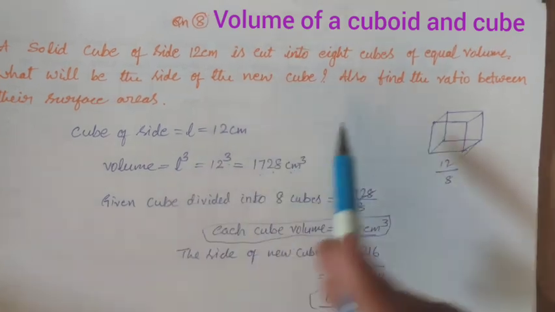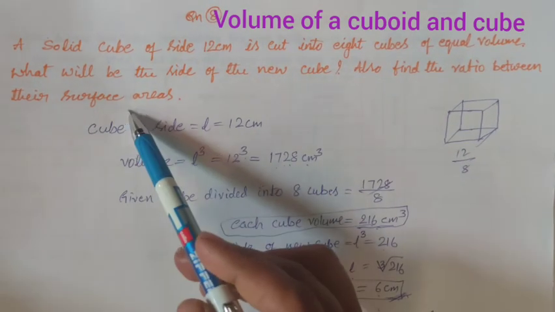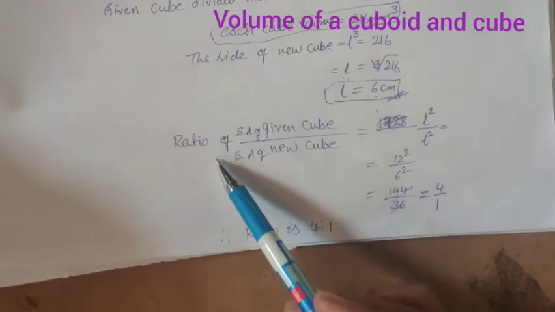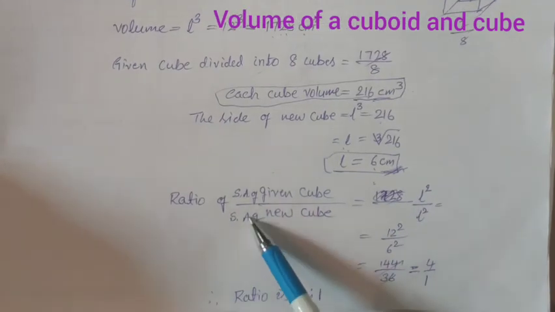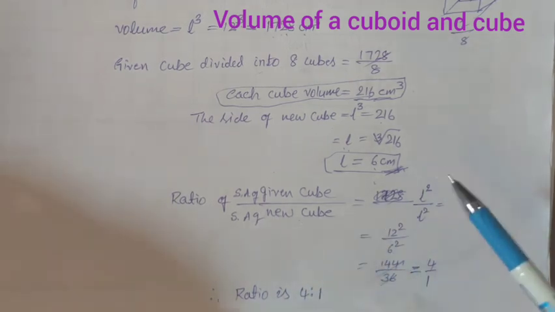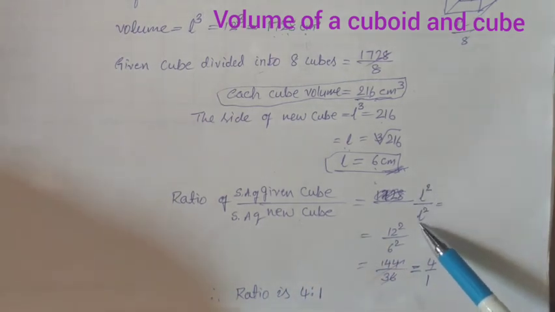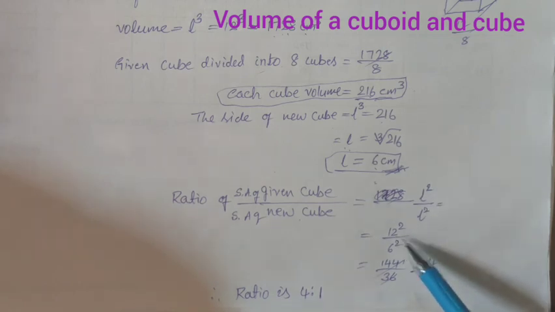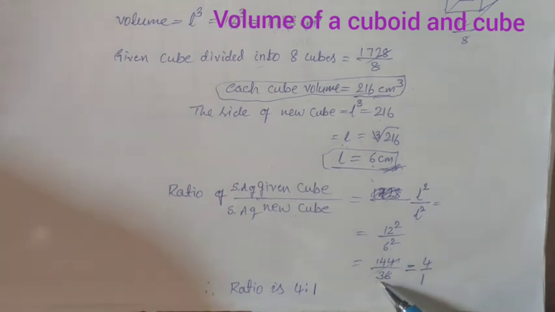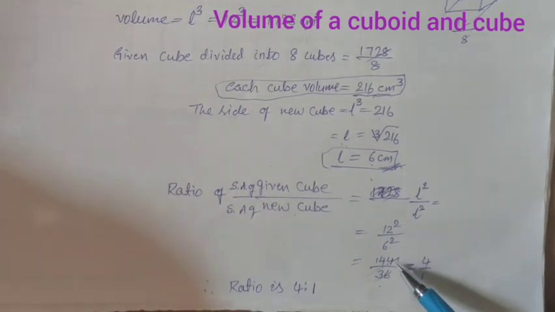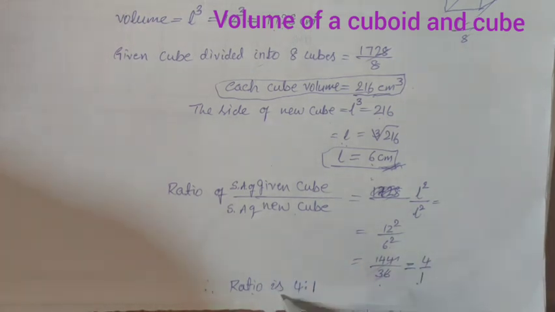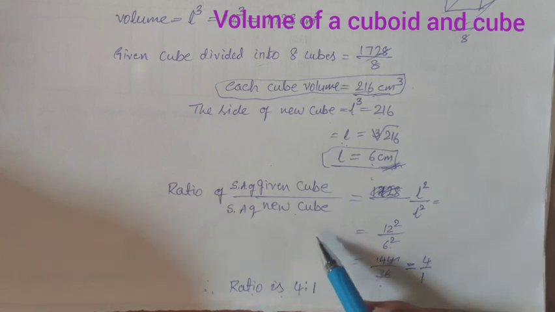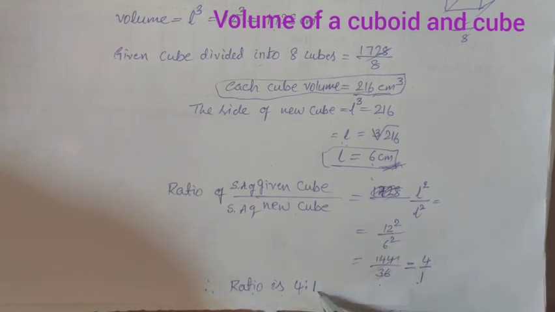What is the ratio of the surface area of the given cube divided by the surface area of the new cube? Surface area means L square by L square. The given cube is 12 square and the new cube is 6 square. That is 144 by 36. When we divide 144 by 36, we get 4 by 1. Therefore the ratio of the surface areas of the given cube and new cube is 4:1.